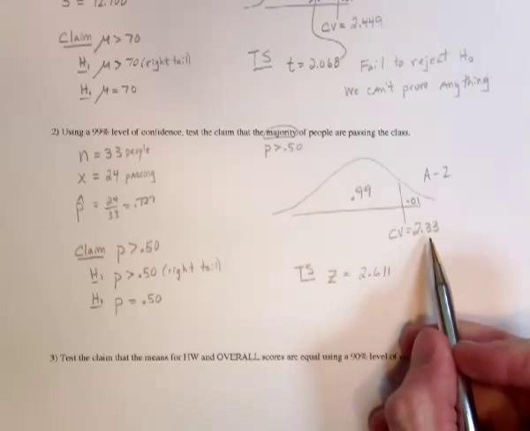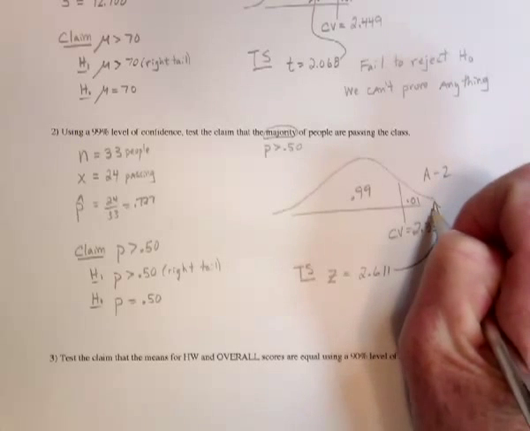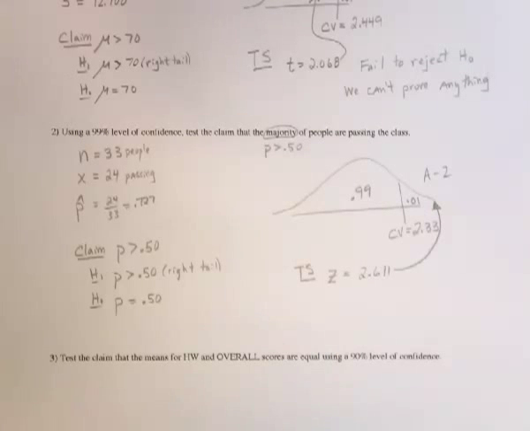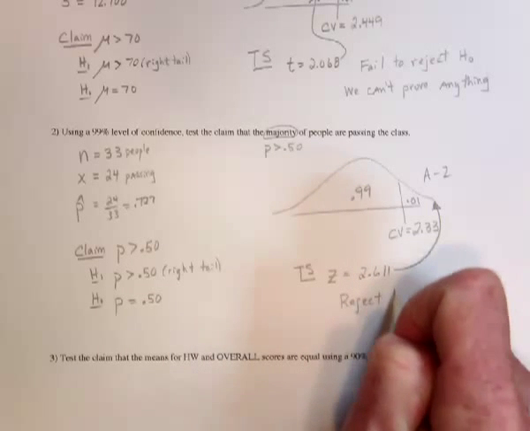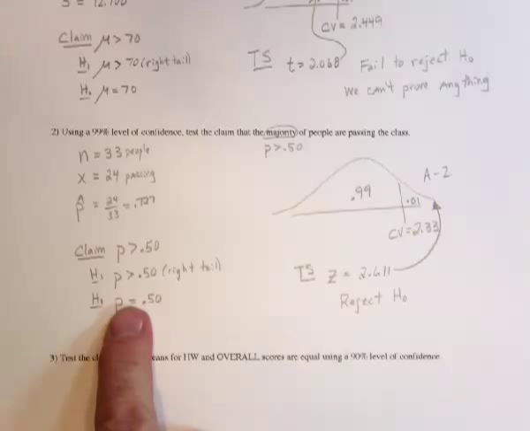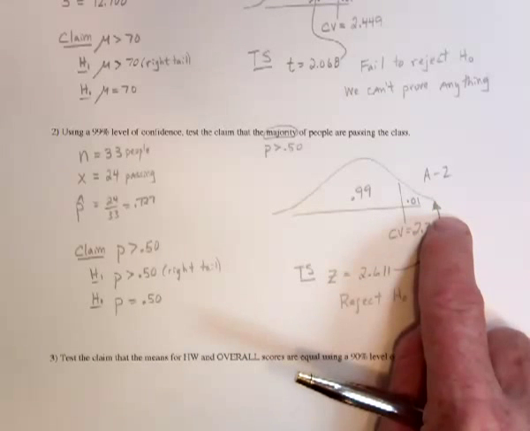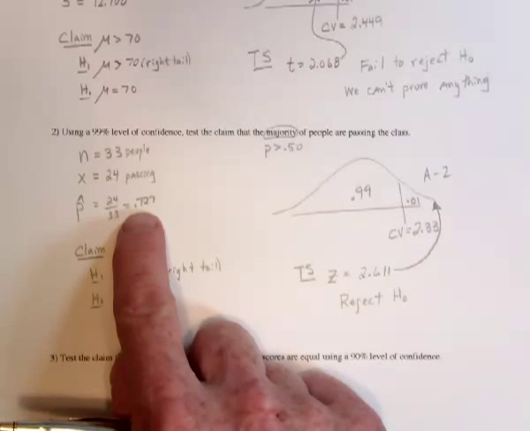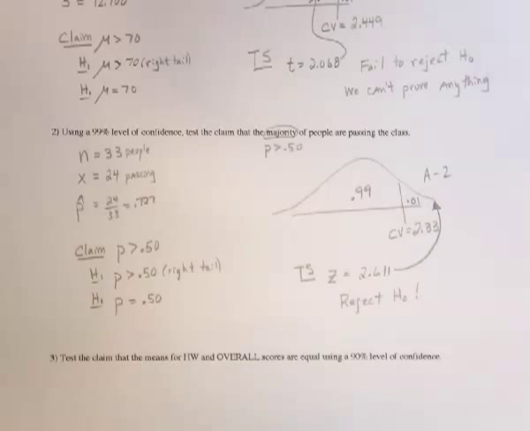2.611. Does that make it past 2.33? Yes, it does. Which means that we actually did prove something. But we begin by saying reject H sub O. So the H sub O said it equals 50%. And this is saying no, it doesn't. In fact, it goes to the right, so it's over 50%. So this, sure enough, that's way over 50%. Okay, reject H sub O. So it's not equal to 50%.